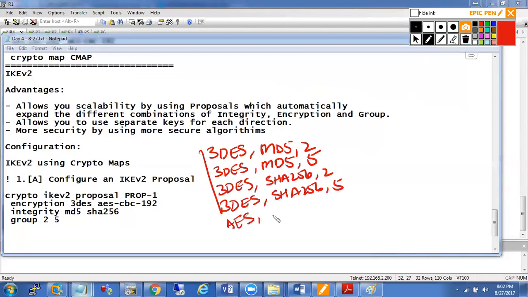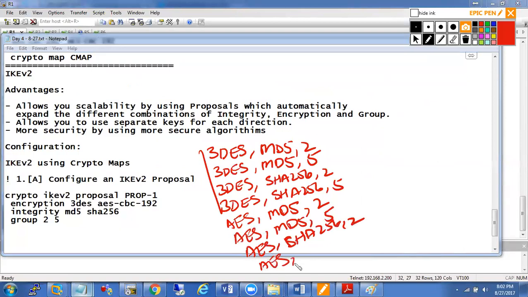AES, MD5, 2, AES, MD5, 5, and AES, SHA-256 and 2, AES, SHA-256 and 5. So you get all 8 combinations just by doing this.